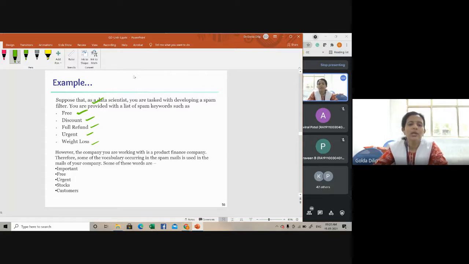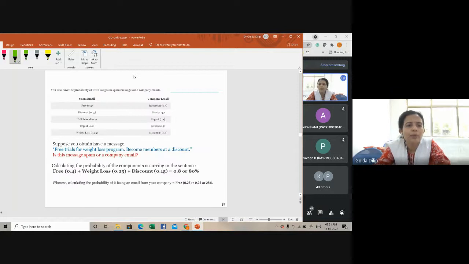Okay, therefore some of the vocabulary occurring in the spam mail is used in the mails of your company. So that's another catch for you. The vocabulary occurring in the spam mail, you can see what is the thing. I think free is coming here also. Then urgent is also coming here. These two things are coming in both spam and the official emails of the company. Stocks, customers, important. So these are the keywords, vocabularies occurring in certain things which occur in both the places.